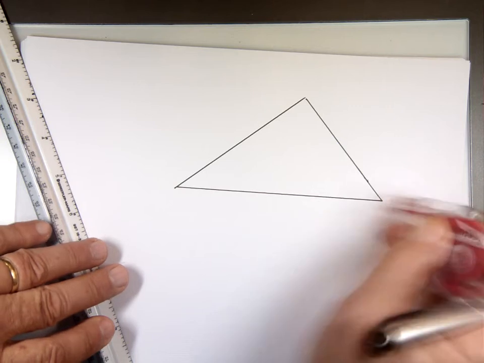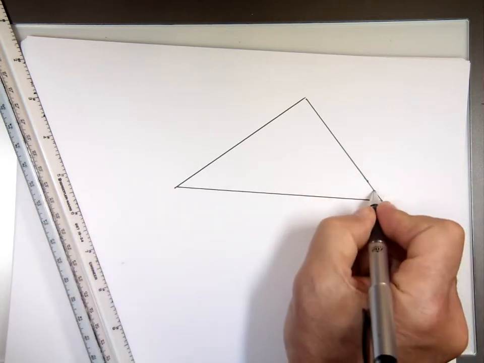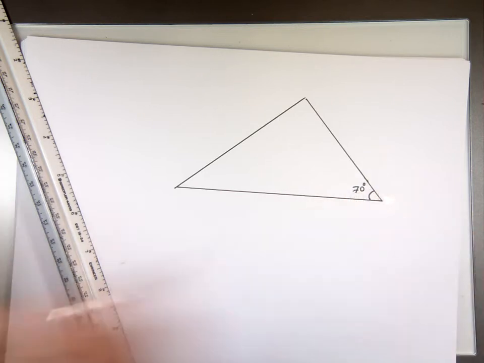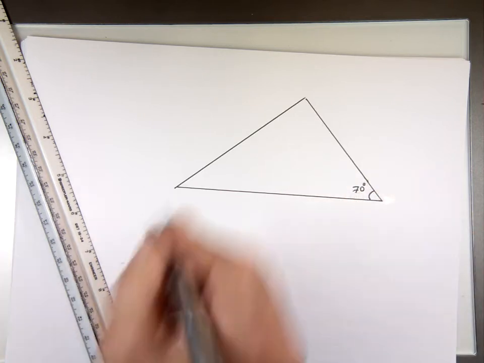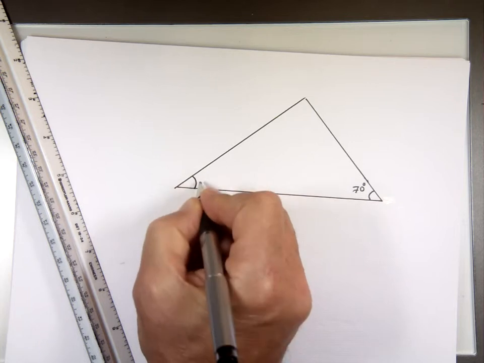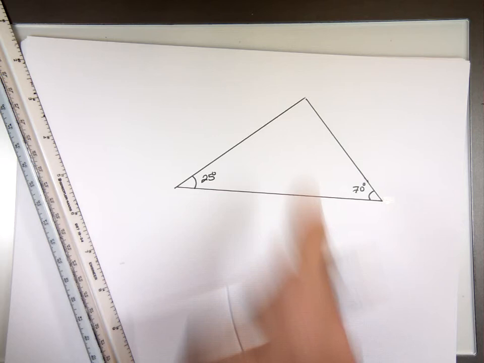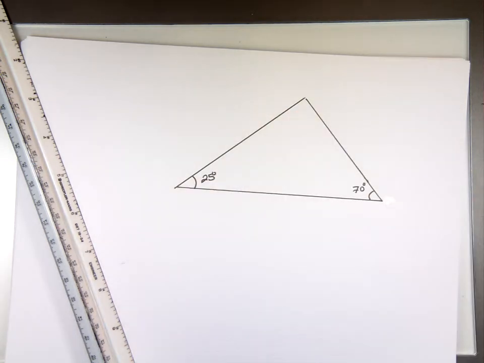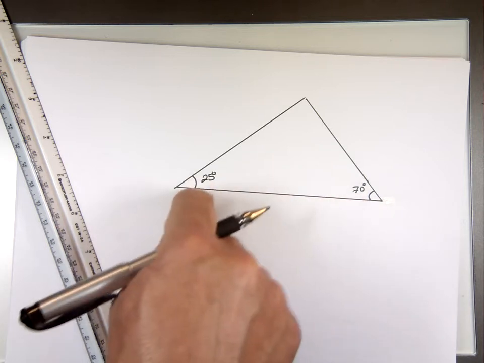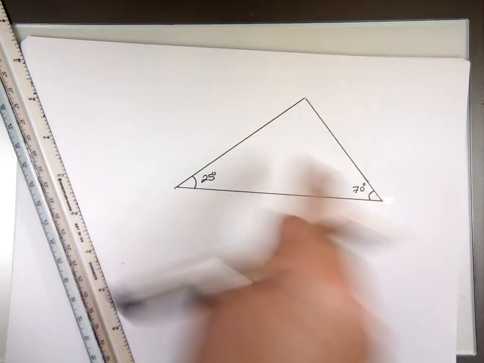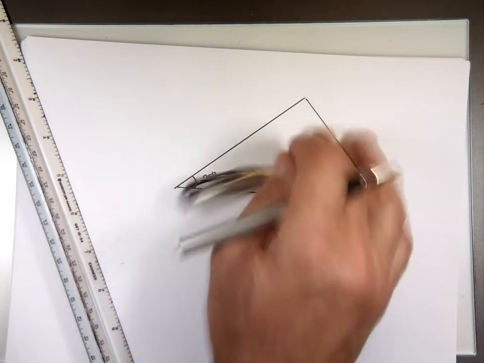This angle is 70 degrees. This angle is 25 degrees. I'm not saying this is a 90-degree angle. I don't really care if it is or not. It's not important to me. Because I know some of you are thinking, wait a minute, the angles in a triangle should add up to 180. That looks like 90 degrees. No, it's not. It could be any angle here. So I don't care about that angle.